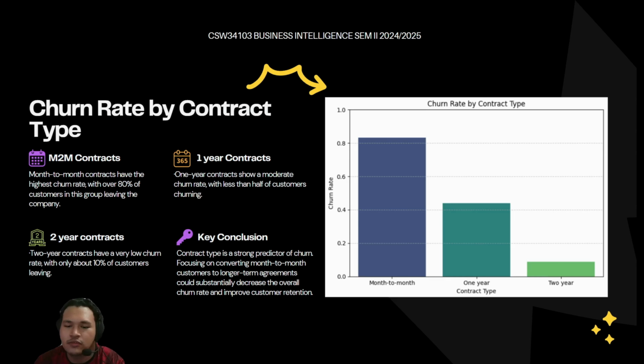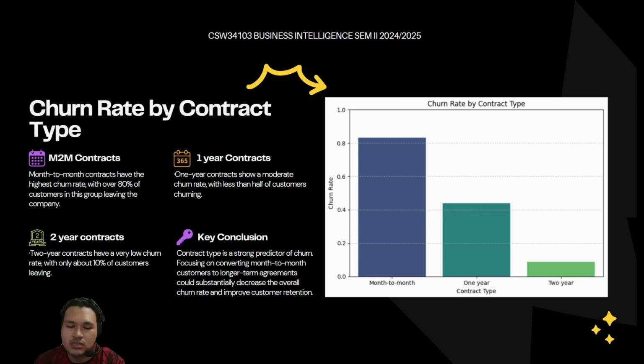Now, what does this mean for the business? Customers with month-to-month contracts are significantly more likely to churn. This suggests that customers who have more flexibility in their contracts are also more likely to switch providers, possibly due to a lack of long-term commitment or loyalty. Therefore, it's important to think that the company must focus retention efforts on this group.